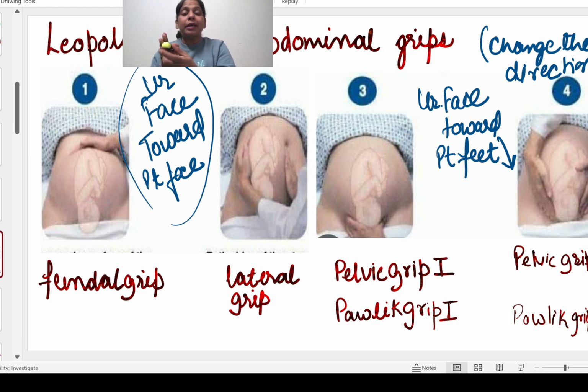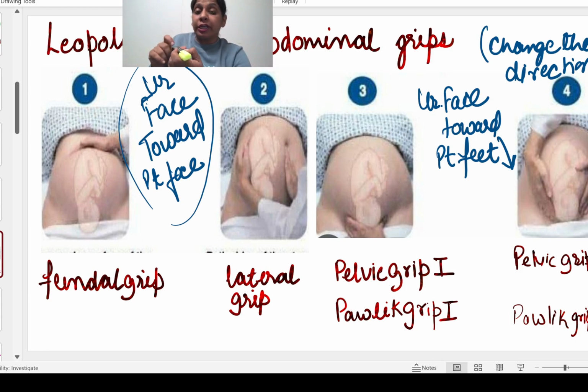And third is the pelvic grip 1. Leopold grip third is pelvic grip 1 or Pawlik grip. Okay, what is this? Basically the fetus is lying like this, the mother is lying like this, and my face is toward the mother's face, see, right? And I am just seeing where the fetal head is and how much it is engaged. So I'm catching the fetal head like this, see, my hands are like this, see.